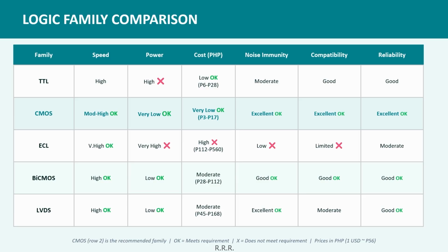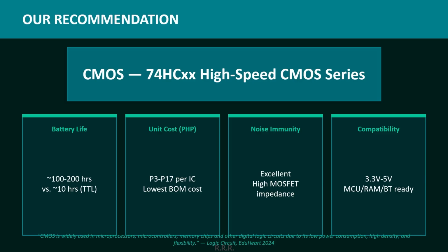LVDS is excellent for high-speed data transmission and has good noise immunity and low power. But at 45 to 168 pesos per driver-receiver pair, and with added PCB routing complexity, it is better suited as a targeted solution for specific high-speed data lines, not as the primary logic family.